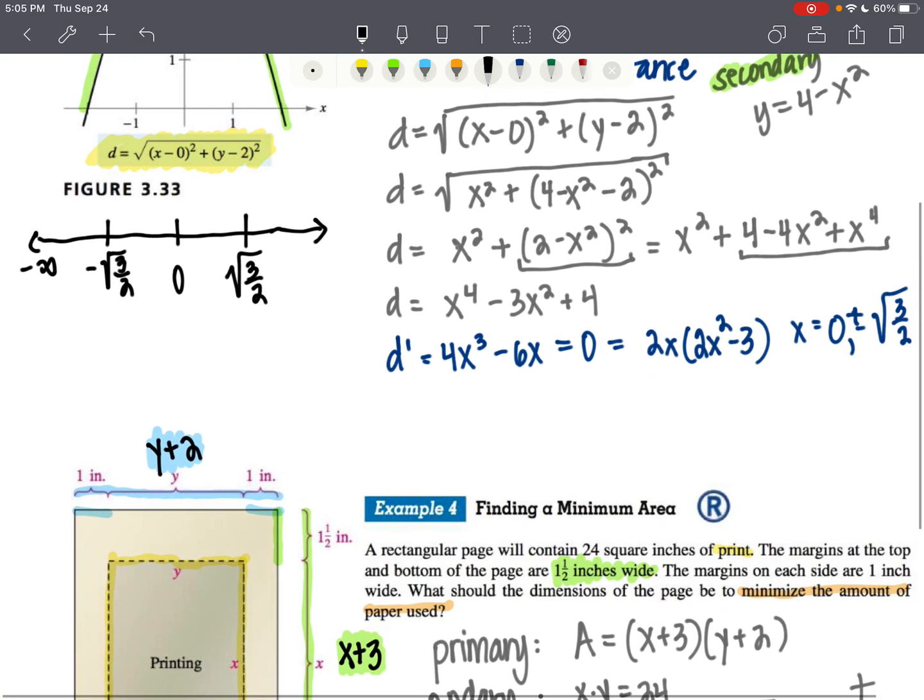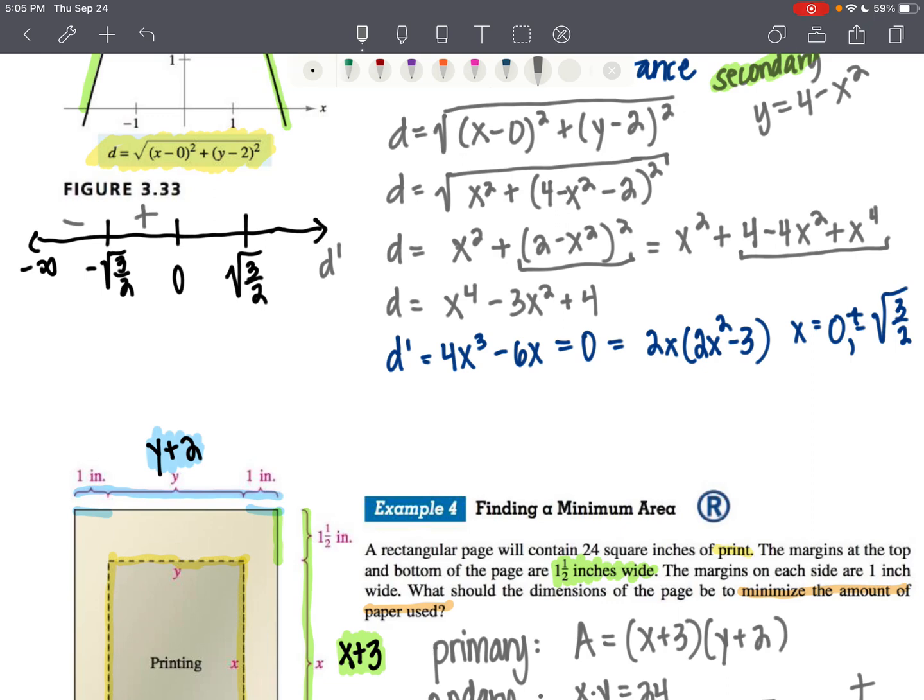Okay, now it's time for you to figure out what your signs are. Test into the first derivative. So we're testing into d prime. If I put negative 10 in, I'm going to get a negative number. If I put negative 1 in, I'm going to get a positive number. If I put a positive 1 in, I get a negative number. And if I put a positive 10 in, I get a positive number.